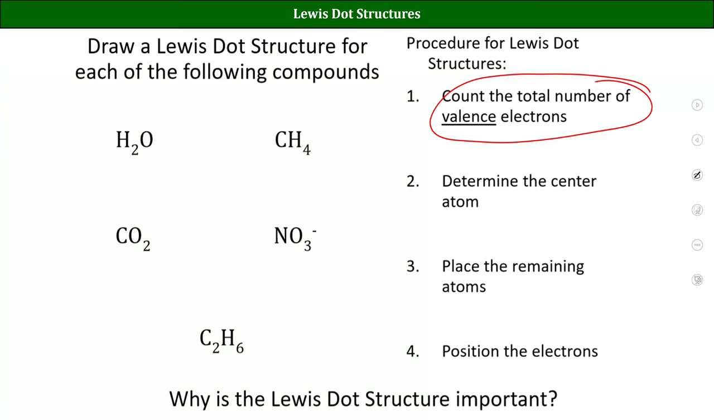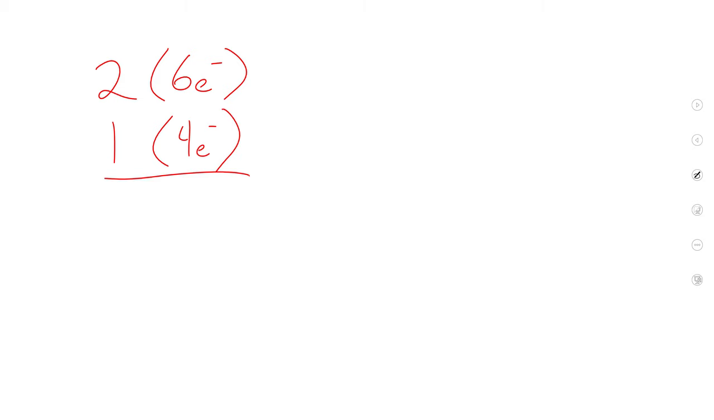So for something like CO2, we won't do all of these examples. We have CO2, we have two oxygens, and each oxygen brings six valence electrons, and you've got one carbon that brings four valence electrons. So we get a total of 16 valence electrons.